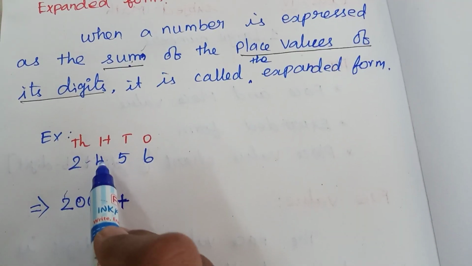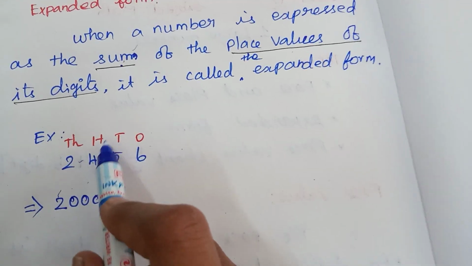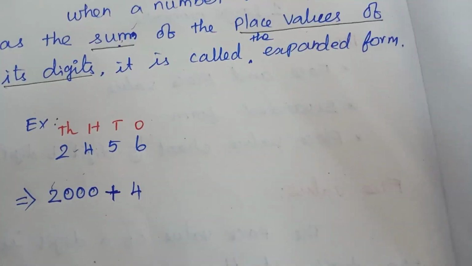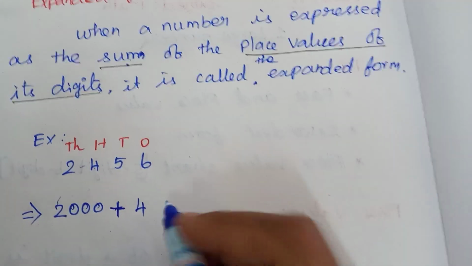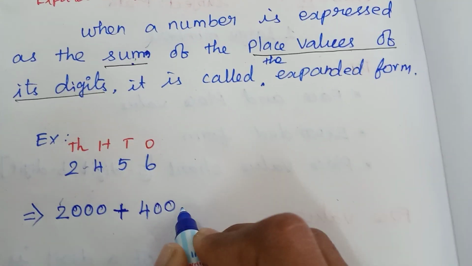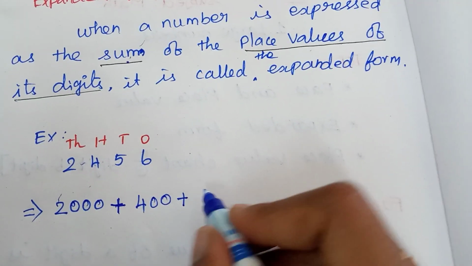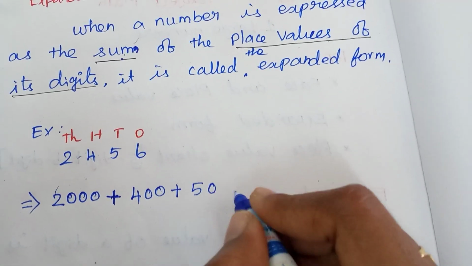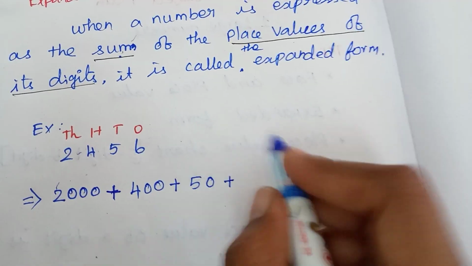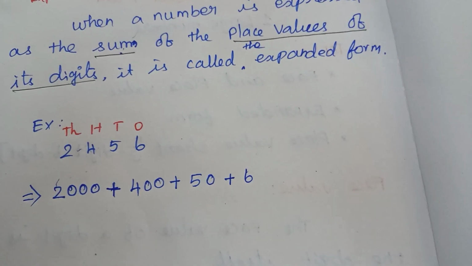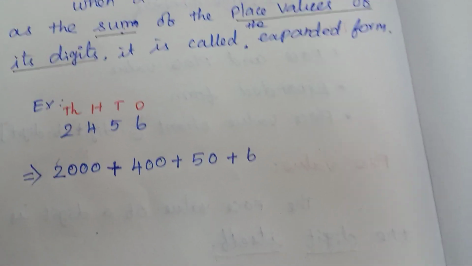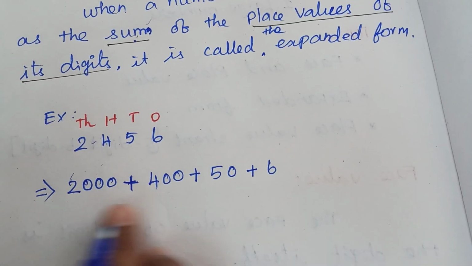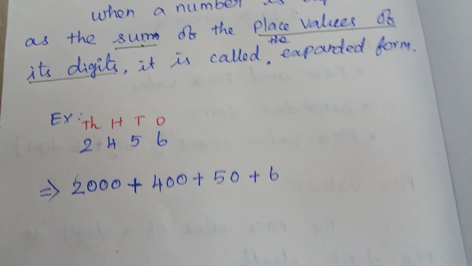Okay, so next I move to the next place. In the hundreds place, what number is there? 4. So after 4 how many digits? 2. So you have to add 2 zeros. Plus, after 4 what number is there? 5. After 5 how many digits? Only 1 digit. So you have to add 1 zero. Plus, after 5, 6 is there. Okay, after 6 is there any number? No. So no need to add any zeros in the ones place. Okay, I think this is easy for everyone. Which is easy for you, that you have to follow.